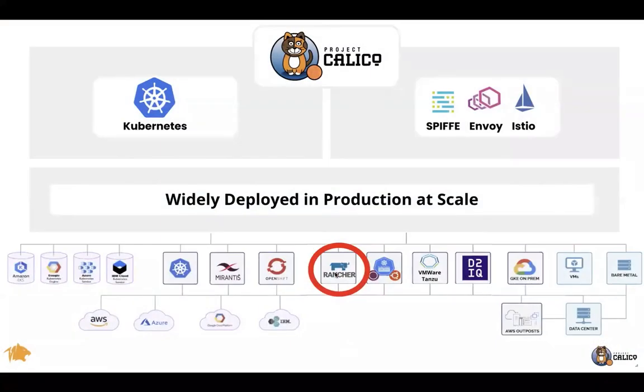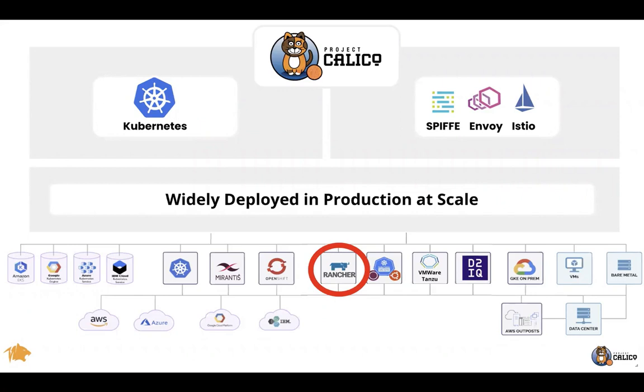So if we take a step back, Project Calico provides solutions for network and network security, and you can pretty much deploy it on any Kubernetes environment. It is widely deployed today in production and at scale. It is an open source community-driven project, started around the same time as Kubernetes, and it also helps with some of the other CNCF projects like SPIFFE, Istio, and Envoy.